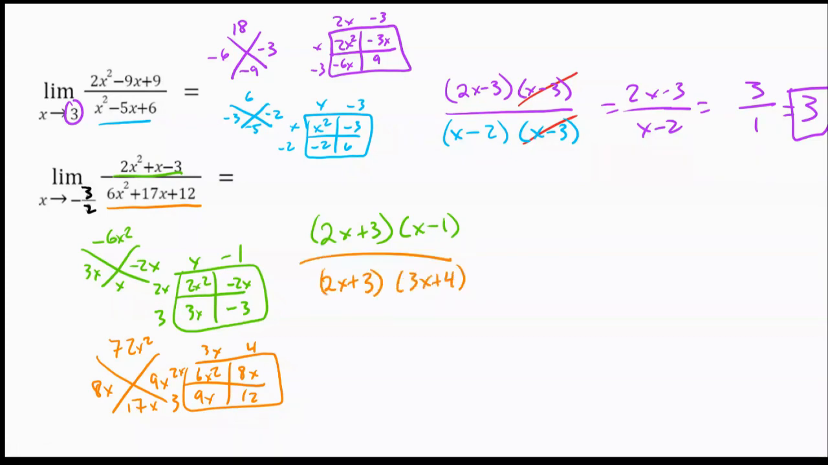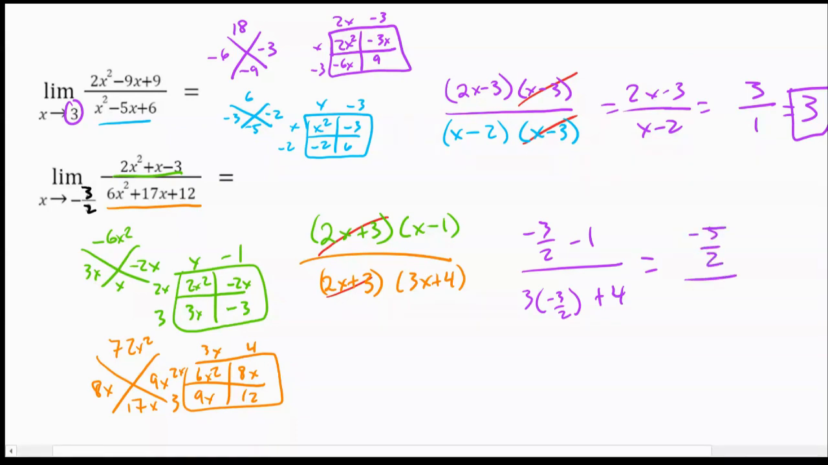So once we factor this here, we should see that the 2x plus 3's cancel. And now I'm going to plug in negative 3/2. So negative 3/2 minus 1 over 3 times negative 3/2 plus 4. So this becomes negative 5/2. Yeah, negative 5/2. And this becomes, what is that? 3 times 3 is negative 9 over 2, and that's going to be, what is that, 8? So just negative 1/2. Is that right?